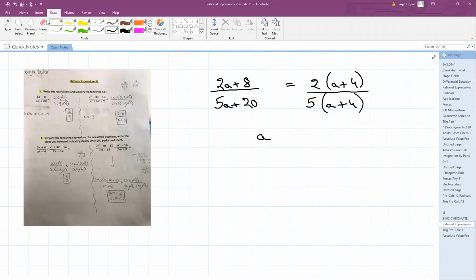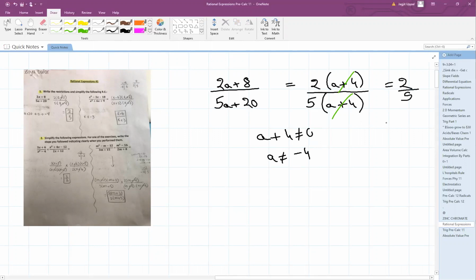Now, before you cancel anything, you would first write your non-permissible, where you take your denominator and say a plus 4 cannot be equal to 0, which means a cannot be equal to minus 4. Does that make sense? And then you can cancel these, and your final answer is 2 over 5. Does that make sense? Okay, so it seems like you had the first question correct.